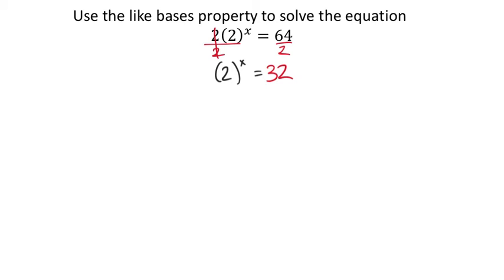So this goes back to one of the earlier problems. All I've got to do now is make that 32 a base 2, right? So I'll start by just dividing 32 by 2. 2 and 16, there's 2 and 8.